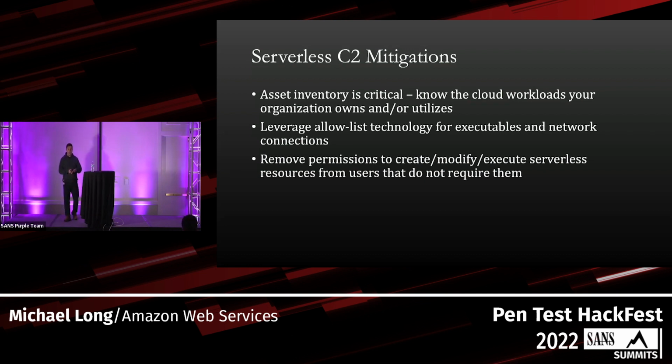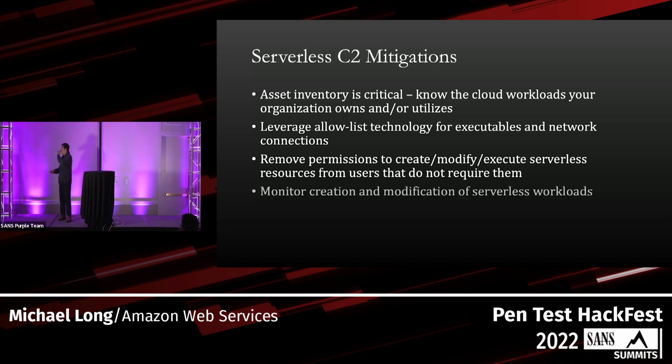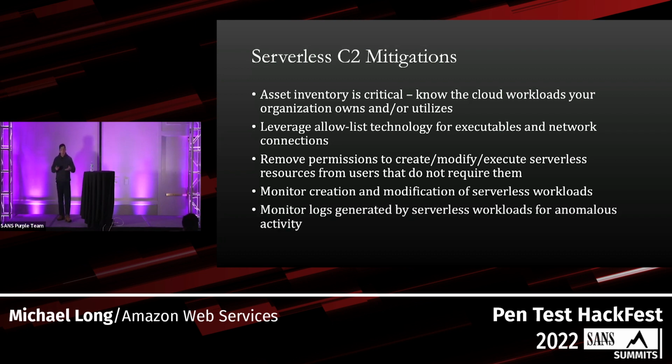Now, these are some other mitigations. I took these pretty much directly from the attack framework. One is to remove permissions to create, modify, execute serverless resources from users that do not require them. This can help you prevent adversaries from deploying infrastructure like Red Nimbus C2 under your own AWS account. You also want to monitor creation and modification of serverless workloads. That way, if someone does deploy a capability like Red Nimbus C2, you'll have early warning, you could respond to it. And you want to monitor logs generated by serverless C2 workloads for anomalous activity. If you were to look at my CloudWatch logs for Red Nimbus C2, it is completely anomalous. It should definitely freak out any defenders seeing that happening in their environment.